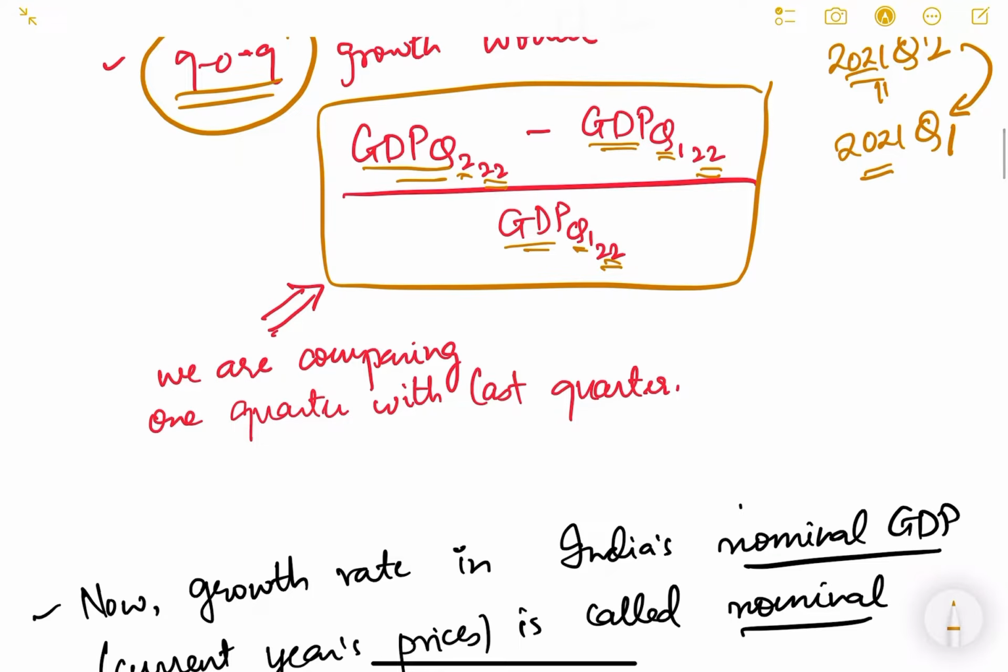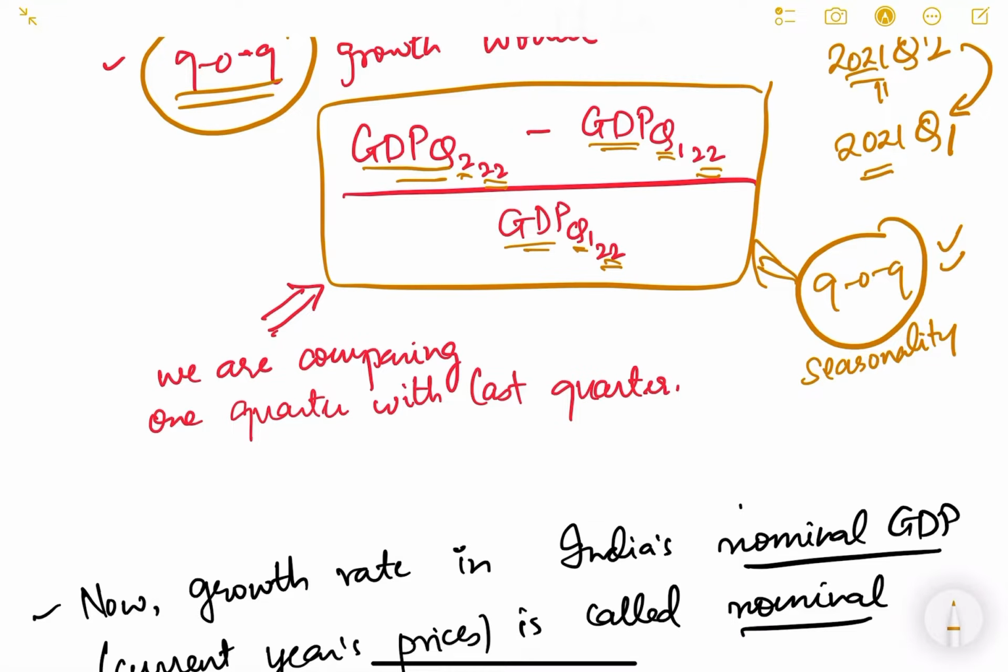Now why do we not look at the QOQ growth rate? Okay, why we don't look at it? Again, because of the seasonality. It may happen that one quarter has high economic activity, another quarter low economic activity because of the seasonal fluctuation. So it is a kind of misrepresentation of the economy. That's why we look at the same period of the previous year. So year on year comparison is always the best.